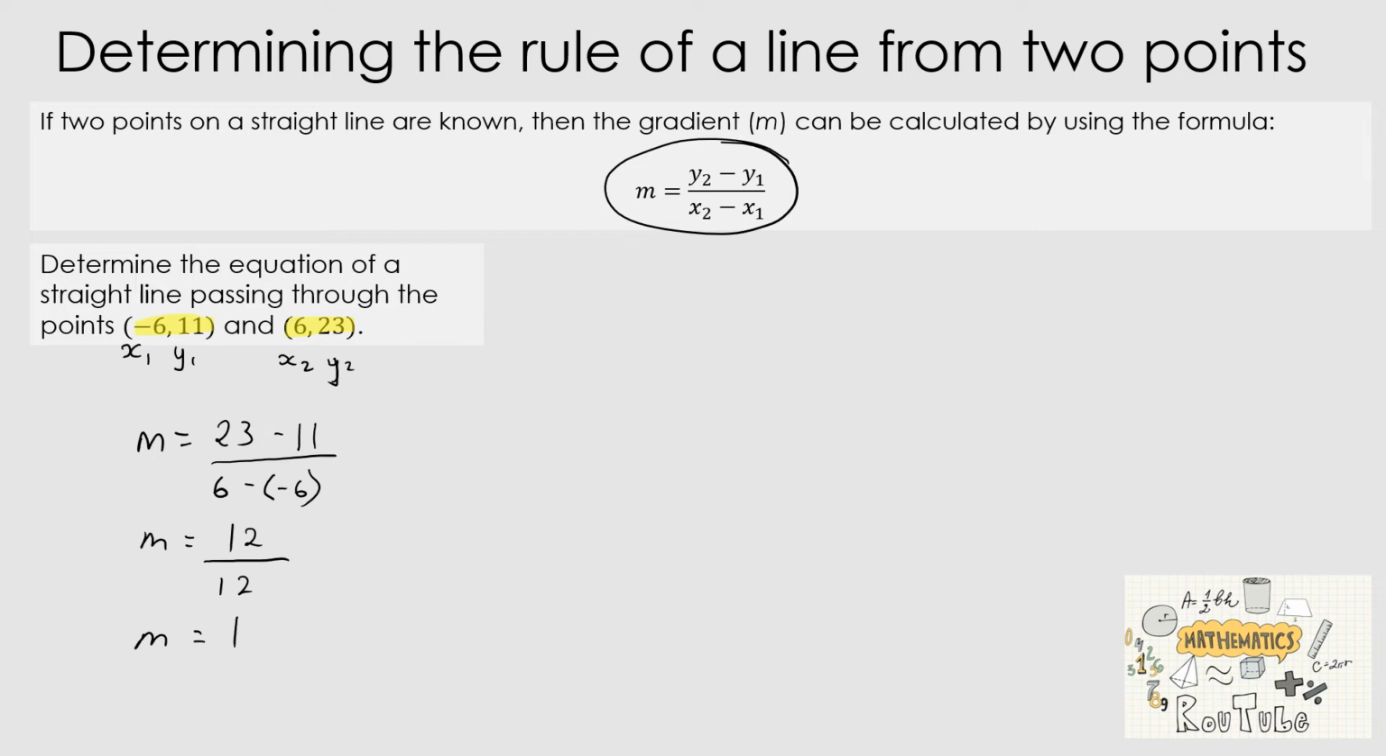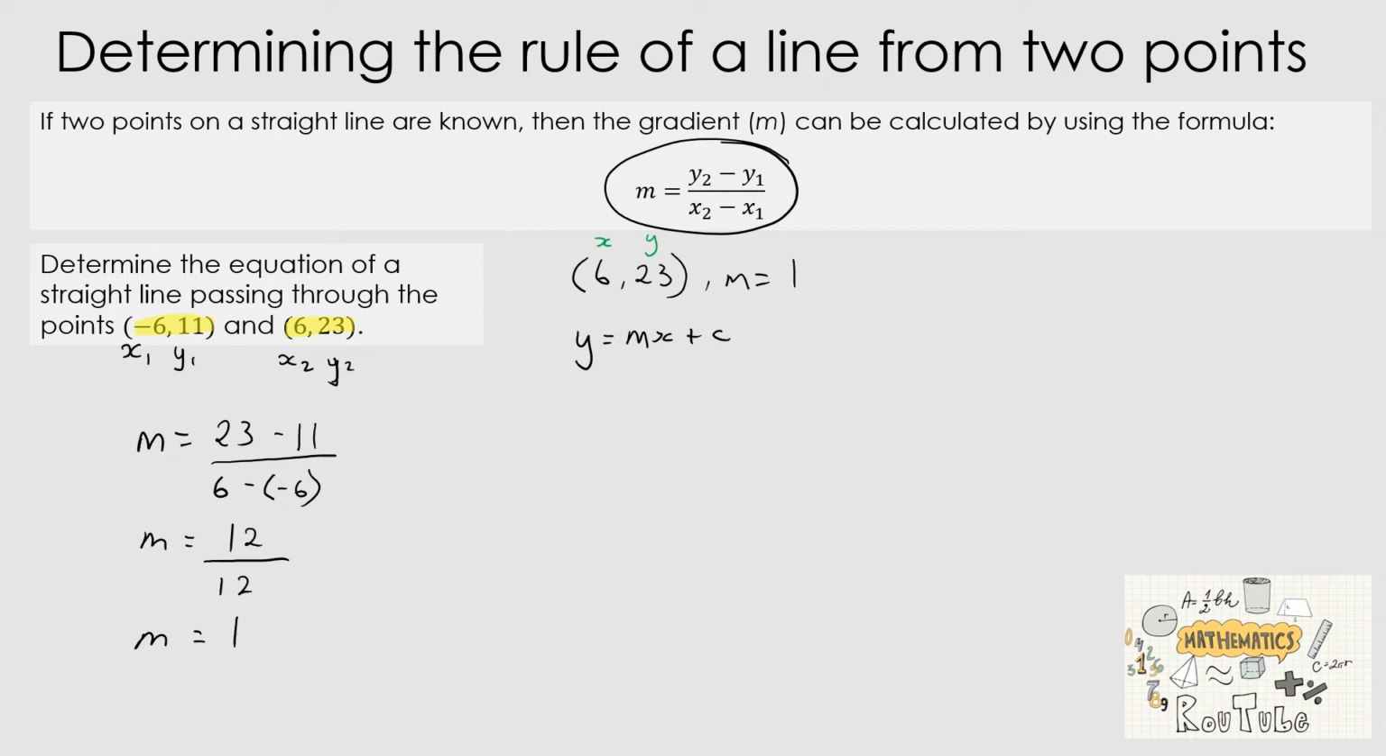So now we're going to follow the same steps we followed in the previous example. Everything comes from y equals mx plus c. Now we're going to use point 6, 23. And we know that m is equal to 1 because that's what we just calculated. Now 6 is our x value and 23 is our y value. So in the formula y equals mx plus c, we're going to substitute the x, the y, and the m, and then solve to find c, just like we did previously.